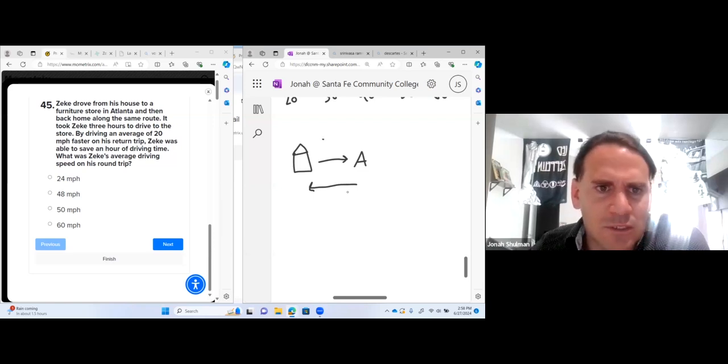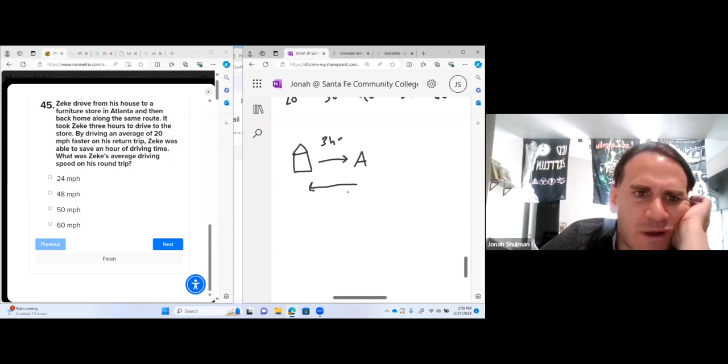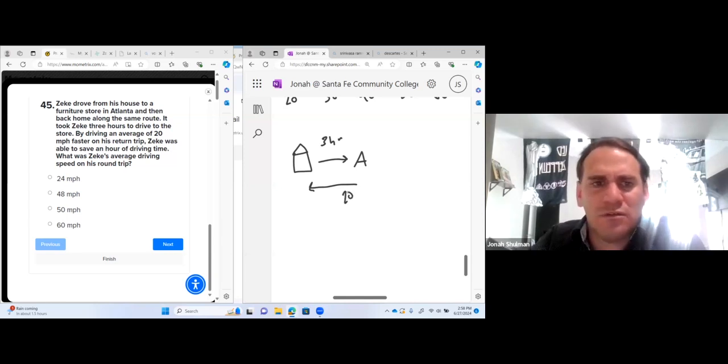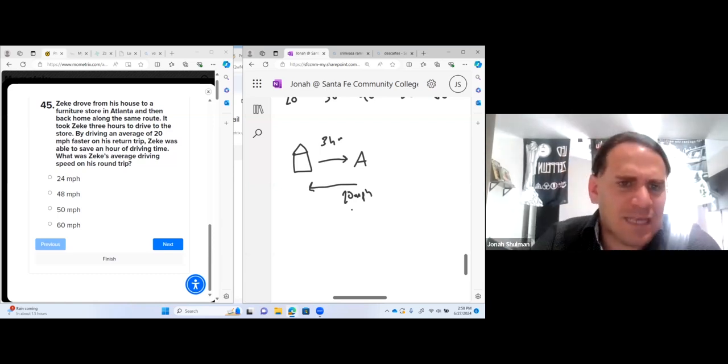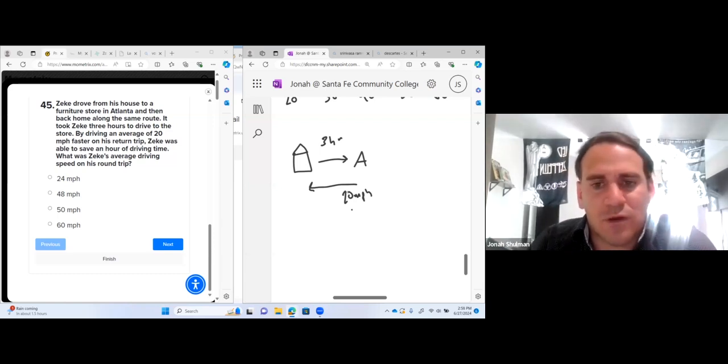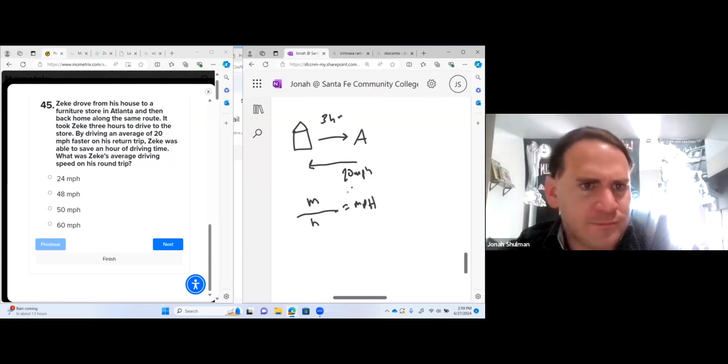It took Zeke 3 hours to drive to the store by driving an average of 20 miles per hour faster. On his return trip, he was able to save an hour of driving time. What's Zeke's average driving speed for the round trip? So to do this, it's basically the miles divided by the hours gives you your miles per hour, or your average, right? So let's see what we know.